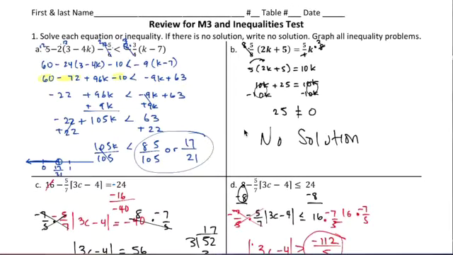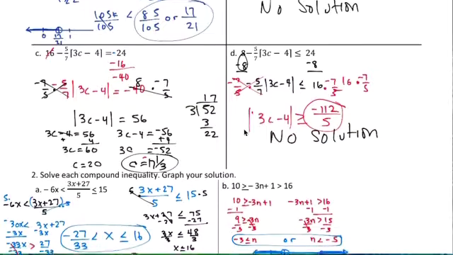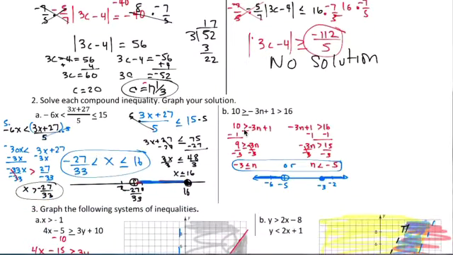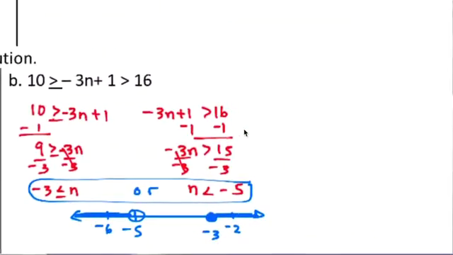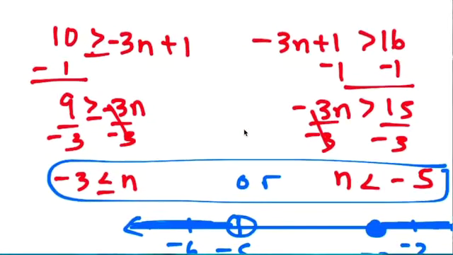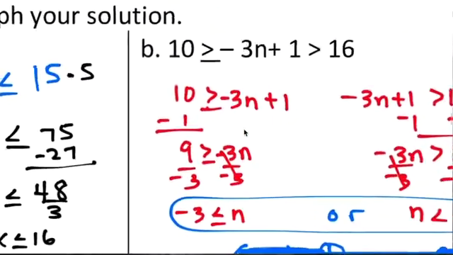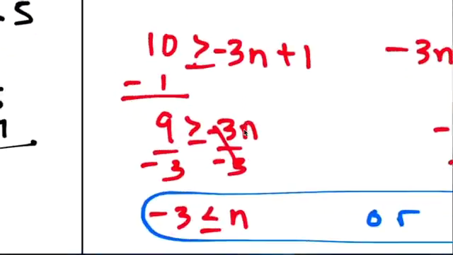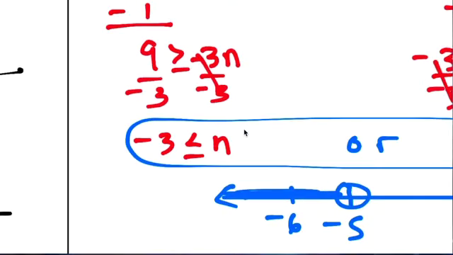Okay, I'm not sure. I think we did these in class, right? And then here's number 10. It's an "or" because they're both greater than, but then when we did this one, let me check. Let me make sure I copied it right. Yep, I got it. Okay, and divide by a negative, the inequality switches.